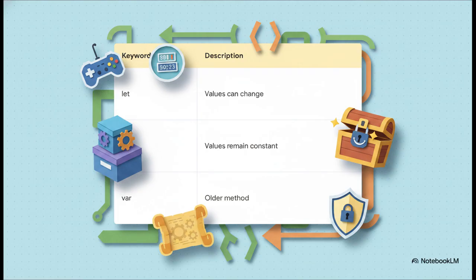Now, we declare these boxes using specific keywords, and modern JavaScript basically gives us 3 main options. We use let if we know the contents of our box might change down the road, like let score equals 0. We use const if the value is completely permanent and should never ever be changed, like const birthYear equals 1990. And finally, there's var. You'll definitely still see var hanging around in older code bases. It's the older way to declare things, but let and const are the go-to standard today.